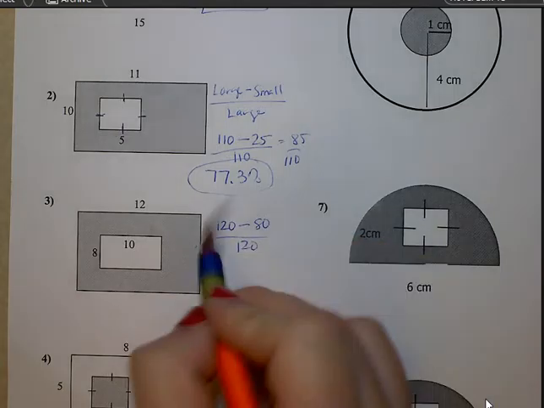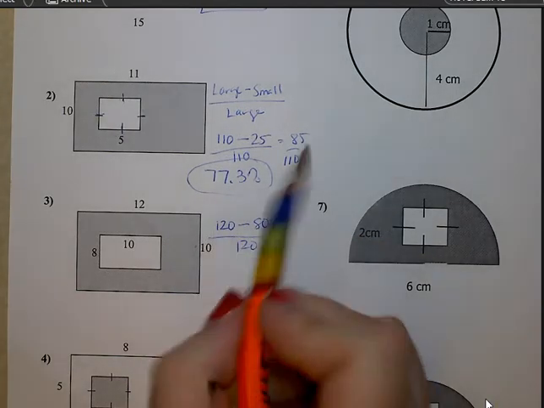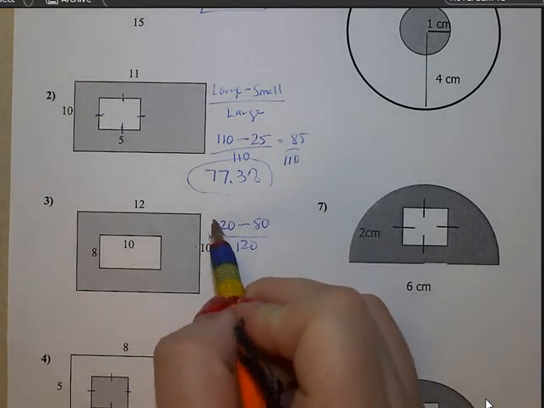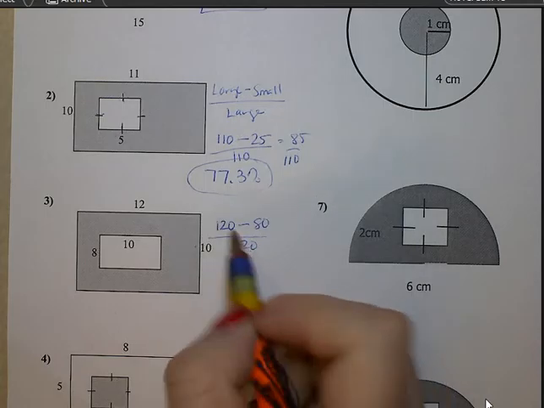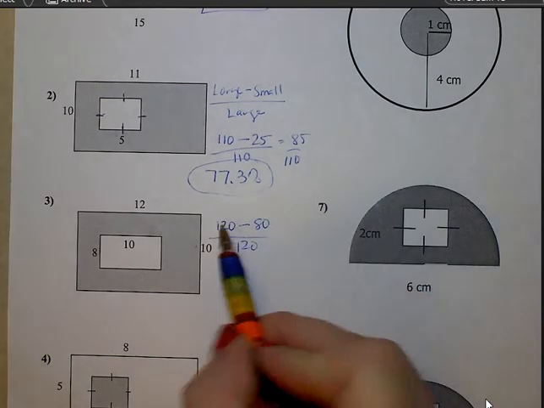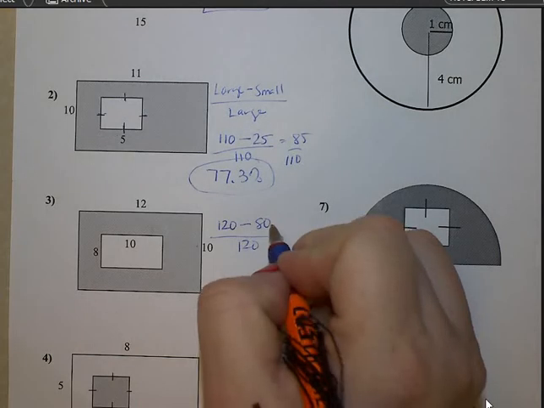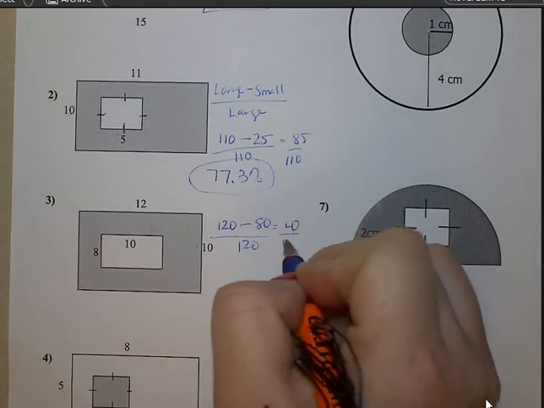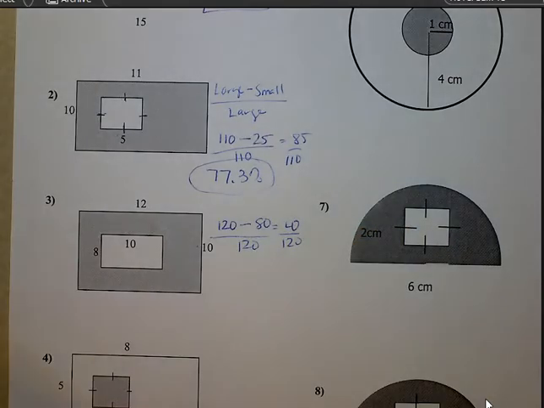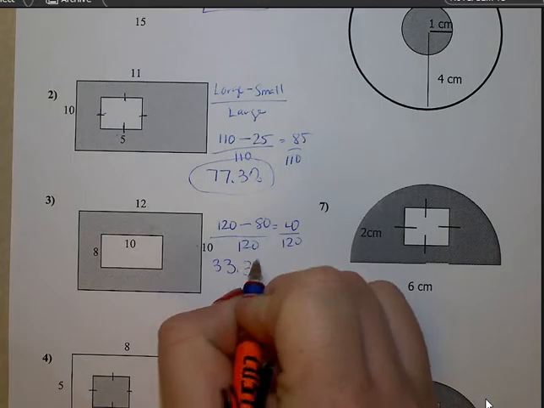A lot of students in previous hours are wanting to just cancel out the 120 on top, the 120 on bottom. Not mathematically correct. First you have to do the math on top. So 120 subtract 80 gives us an answer of 40. And now we're going to take 40 divided by 120. And 40 divided by 120, a lot of you are just able to do that in your mind. But that's 1/3 or 33.3%.